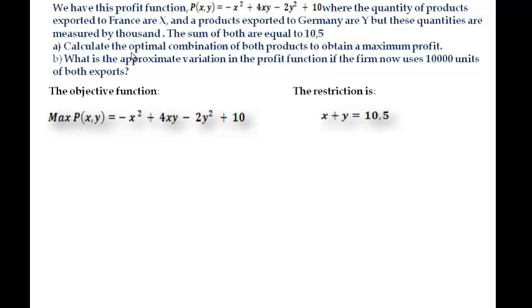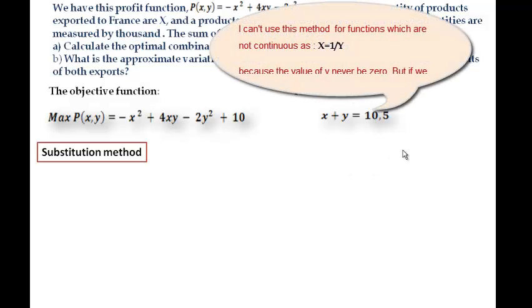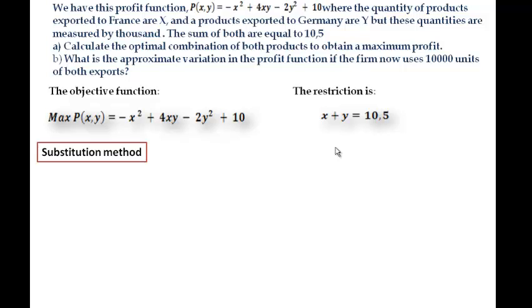A. Calculate the optimal combination of both products to obtain a maximum profit. Now it's time to solve the problem, because we have perfectly clear the data we need. We can use the substitution method, because the restriction is a linear function. This method consists of transforming the initial problem with restrictions into a problem without restrictions, which we already know how to solve.